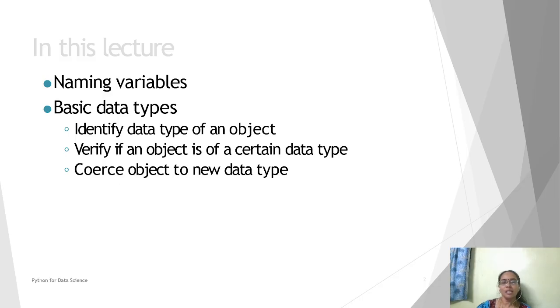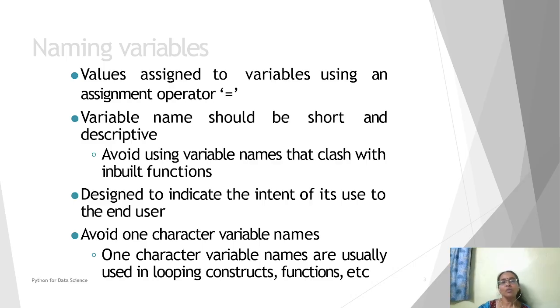Basic data type means identifying the data type of an object. As I have already mentioned, in student details, the name is a string, the register number is an integer, and the section and so on are characters. Like this we have the data types. Okay, so this is about naming variables.